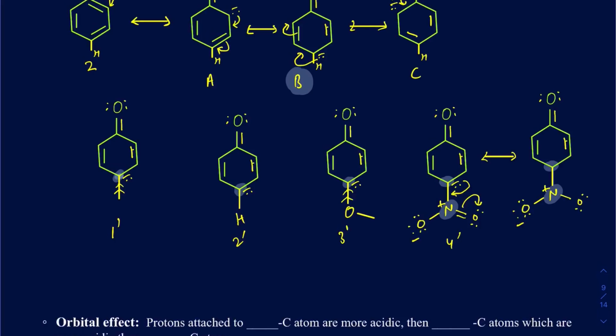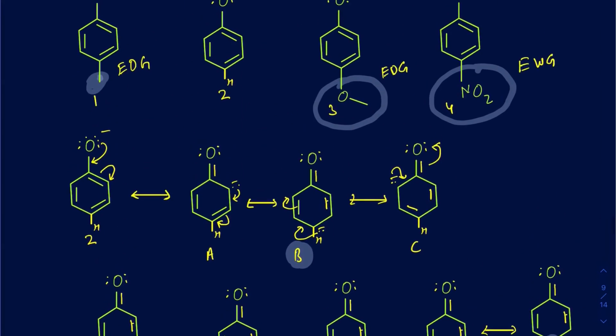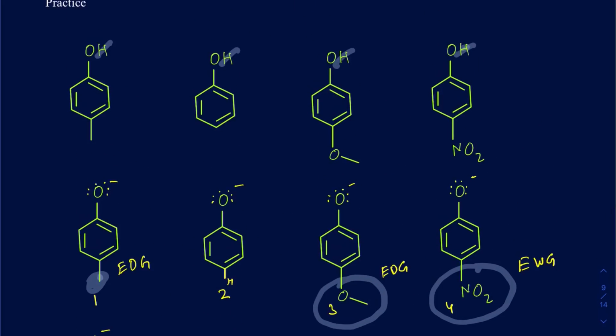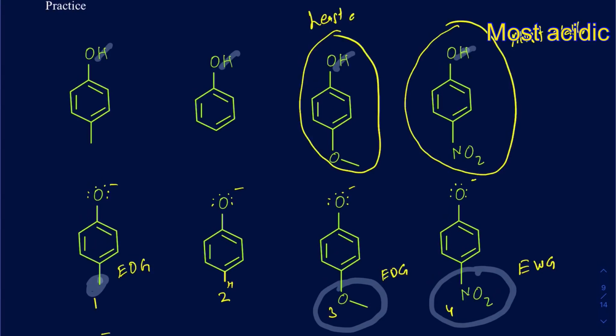So let me just go ahead and redraw that. So this is where you're going to have new double bond created, and then you're going to have a negative charge on that particular oxygen. So since you're making this extra resonance structure, this makes that particular conjugate base containing the nitro group more stable, and as a result, the acid of that particular conjugate base is going to be the most acidic.